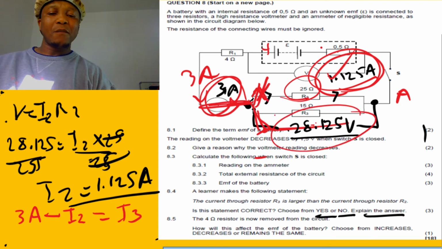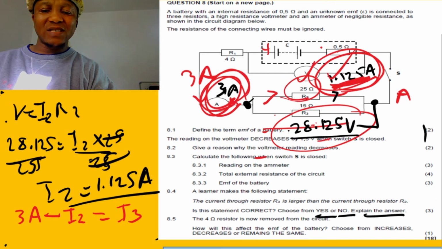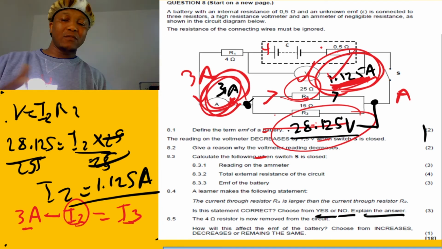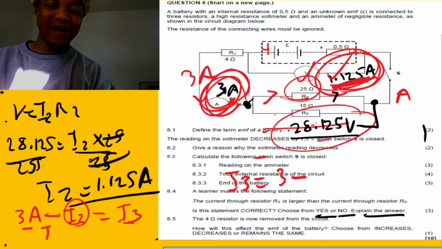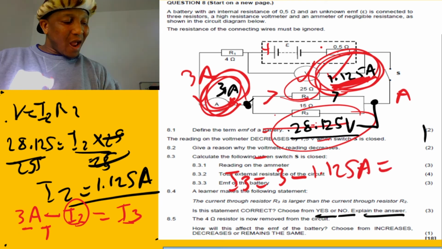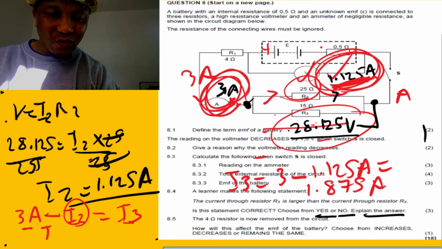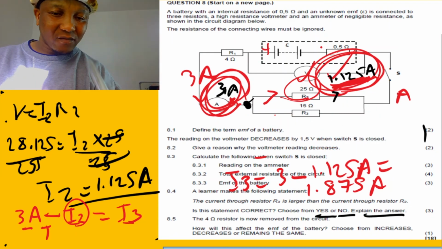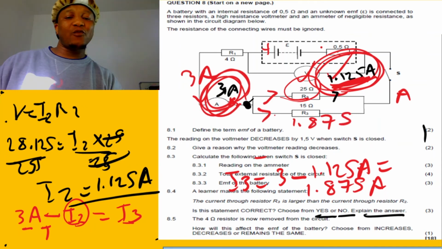Our total current is 3 ampere here, and we know the one passing on top is 1.125. To get the bottom, we take the total 3 ampere minus the one passing on top. See, easy. So current 3 equals 3 minus 1.125 ampere, and this gives us 1.875 ampere, the current which passes at the bottom here. We can say 1.88 if you want to approximate.